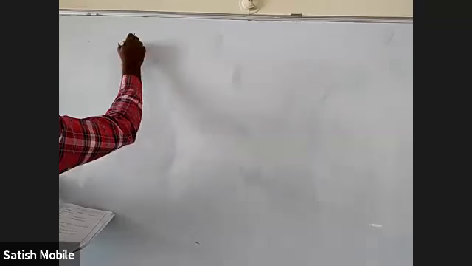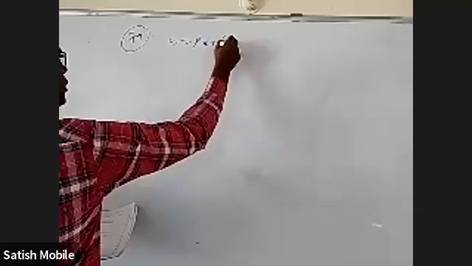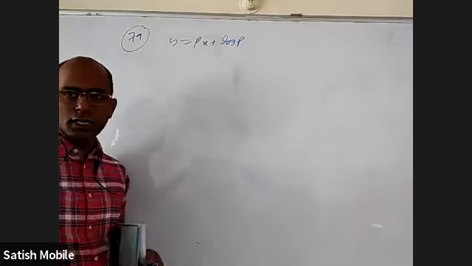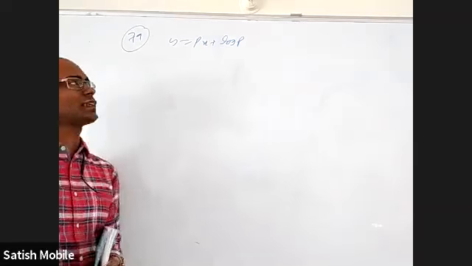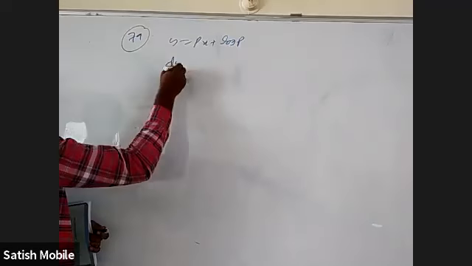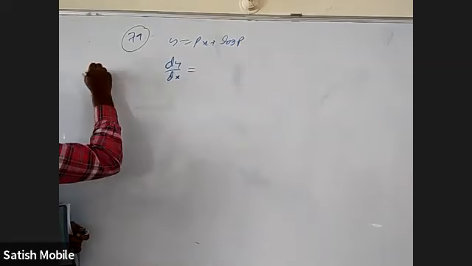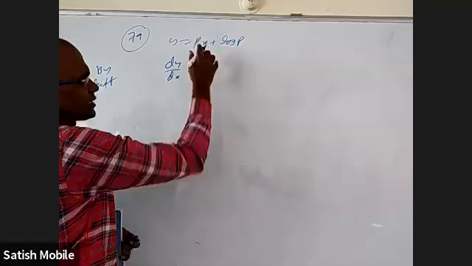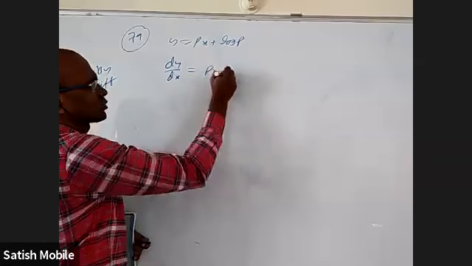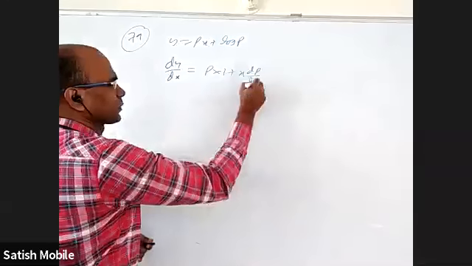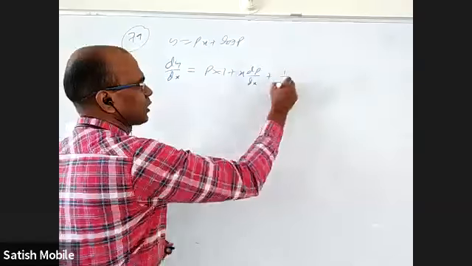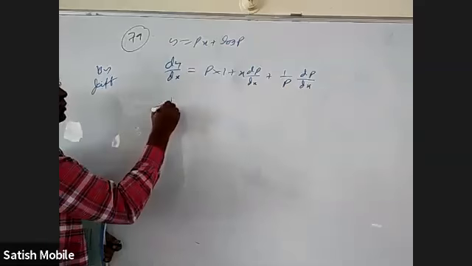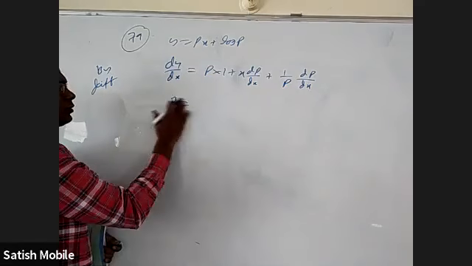Coming to 79, y equal to px plus log p. Differentiate this. Okay. I am not going to use Clairaut's rule that we already learnt. I want to derive it. So dy by dx, I'm differentiating on both sides. This derivative: p into derivative of x is 1, x into derivative of p is dp by dx. Log p derivative is 1 by p and derivative of p is dp by dx.